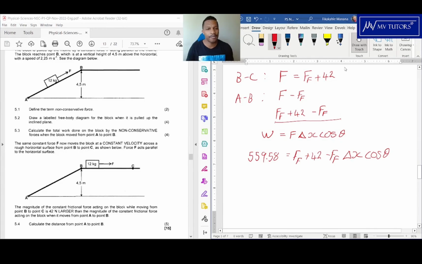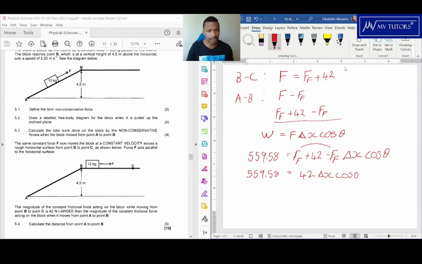Let's just do the mathematical gymnastics now. The 559.58 stays as it is. On this side, these are like terms, the frictional forces, so they subtract each other. I'm left with 42, and then change in distance, and then cos. Now my theta is going to be 0 because these forces are in the same direction as the plane.